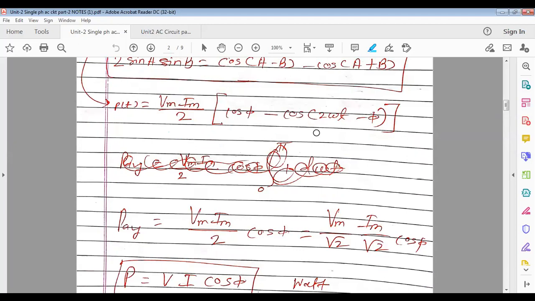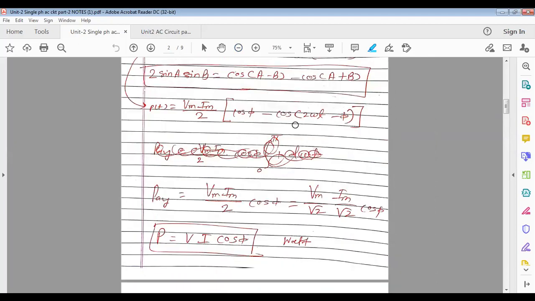Multiply it. So if you observe, again the same thing: this is cos of 2 omega t, twice the supply frequency, which means from 0 to pi this waveform will complete one cycle. So from 0 to pi, the average value of this waveform will be 0. That's why you will get average power only because of this component, Vm Im by 2 into cos phi, and Vm Im by 2 we can write as Vm by root 2 into Im by root 2 into cos phi. And Vm by root 2, Im by root 2 is what?